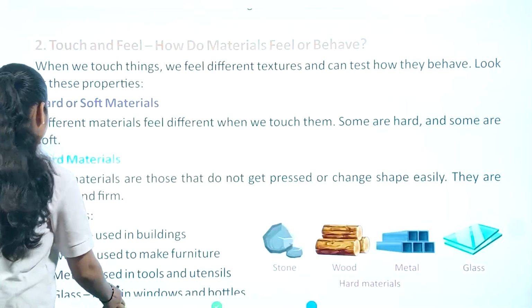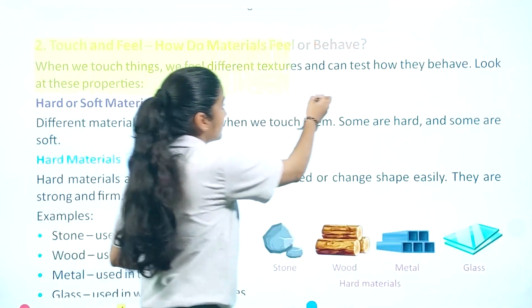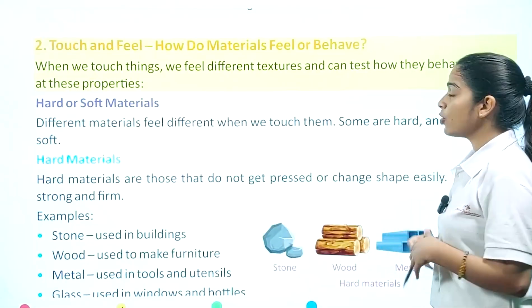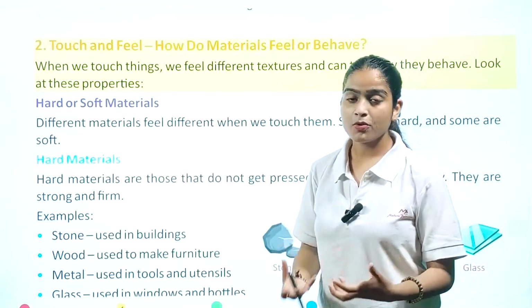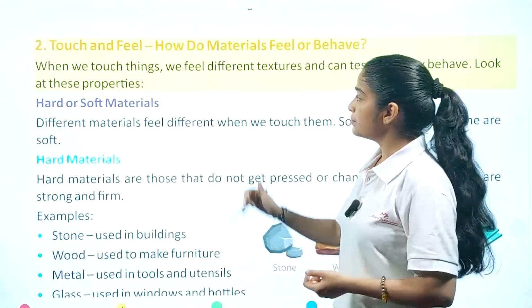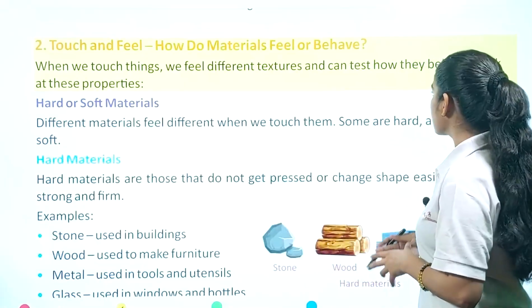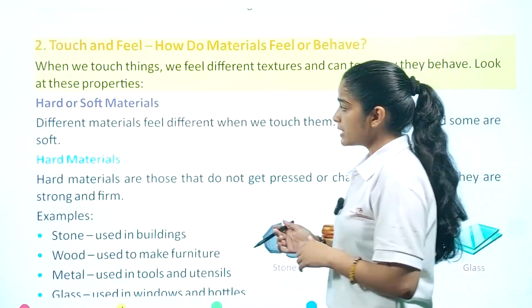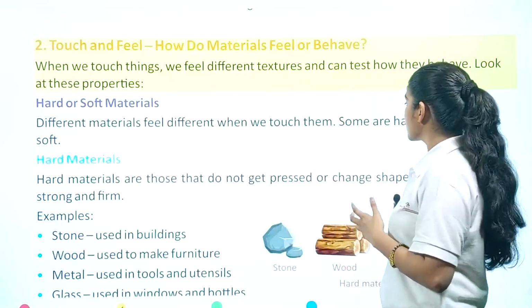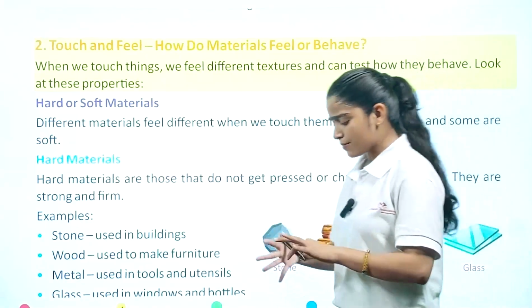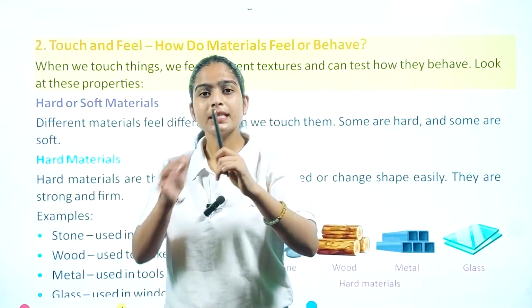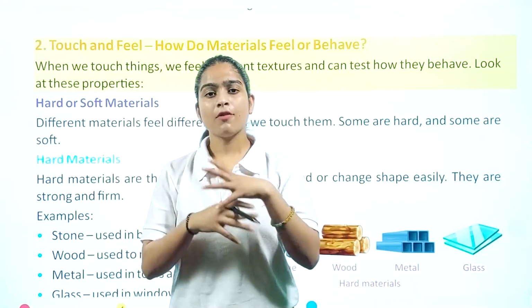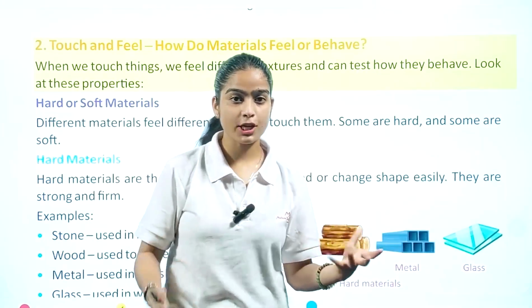Now we have touch and feel. How do materials feel or behave? By touching them, we learn about how they feel. When we touch things, we feel different textures and can test how they behave. Look at these properties: hard or soft. Different materials feel different when we touch them. Some are hard and some are soft. This pen is hard in texture, right? Not that much, but it is hard. And many things have a soft texture.